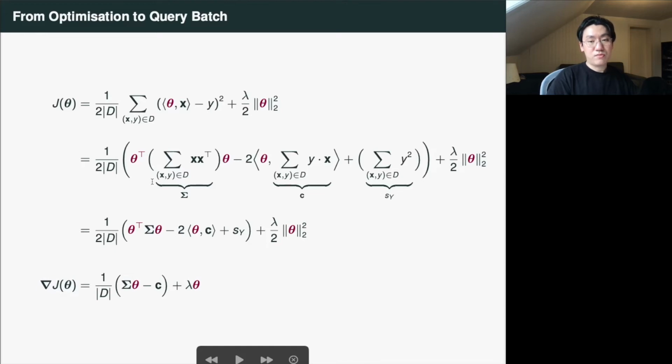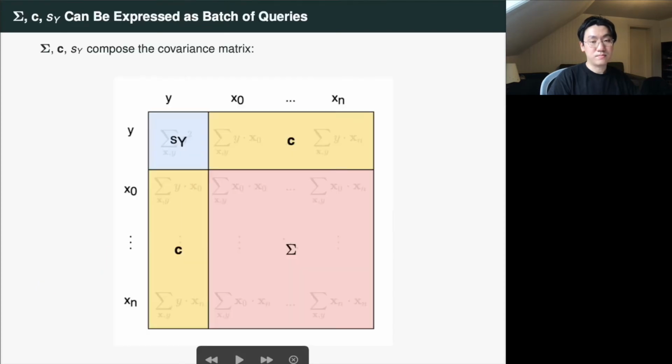These three components are the data-dependent computations. The power of this transformation is that we decouple these data-dependent computations from the formula, so we can compute them efficiently using in-database queries.